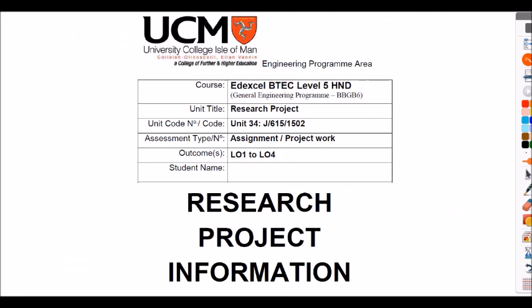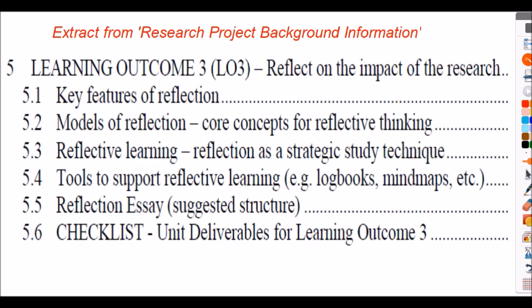In the background document that you were given, the research project information document, you will find some information on reflection. It's in section 5 of your document, and it goes through various sections there, which I'm going to outline very briefly. There are much more details in those sections. So I would encourage you to look at Learning Outcome 3 in that little booklet and have a browse of some of the information there. And then you can go off and find your own information as you want to, okay?